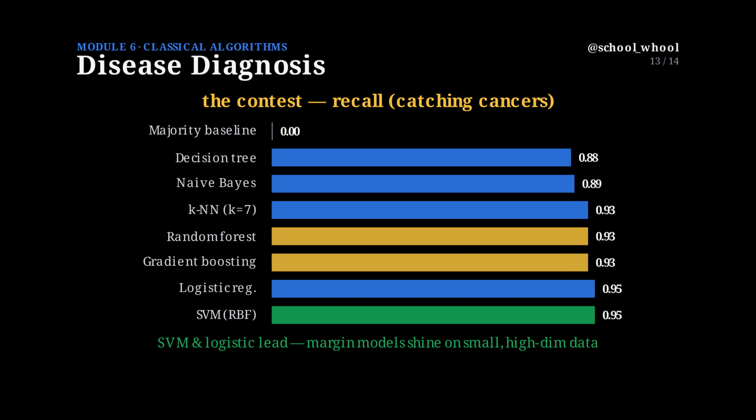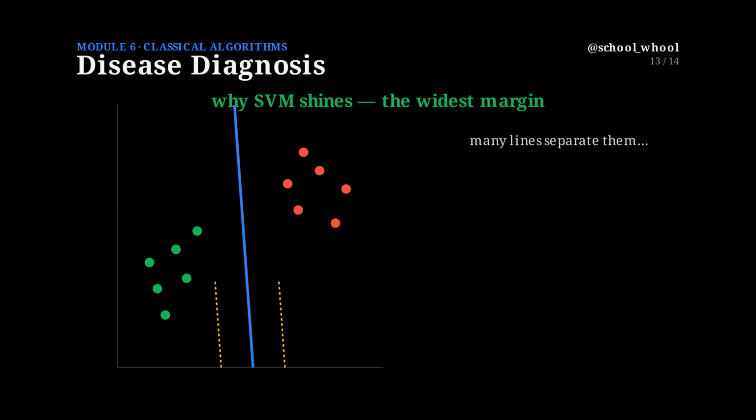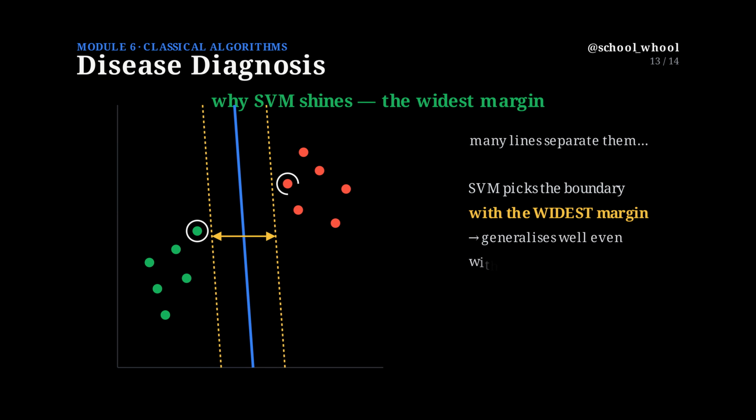Why does the support vector machine do so well? Its idea is elegant. Of all the boundaries that separate malignant from benign, it picks the one with the widest possible margin, the largest gap to the nearest points of each class. That widest gap boundary generalizes well, even when you have many features and only a few hundred examples. With the right kernel it can curve too, fitting boundaries a straight line never could.